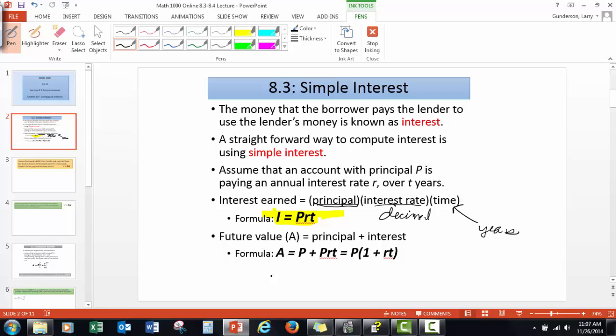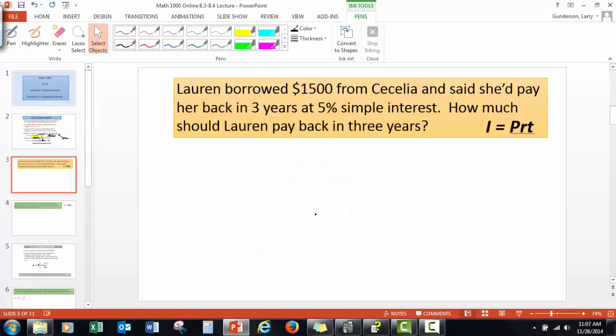So let's take a look at some. There's another formula down here, but if you understand the one I have highlighted in yellow, using common sense will get you to this one. So this is the main one up here to understand. Let's use that formula in an application here. Let's say Lauren borrowed $1,500 from Cecilia and said she'd pay her back in 3 years at 5% simple interest. How much should Lauren pay back in 3 years?